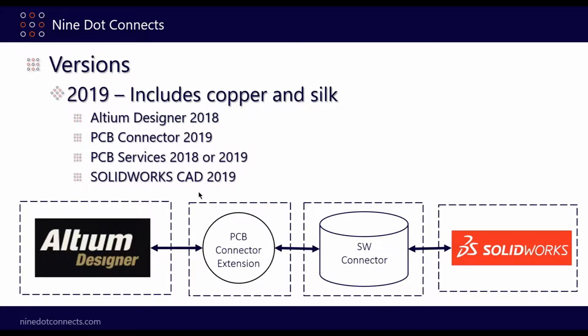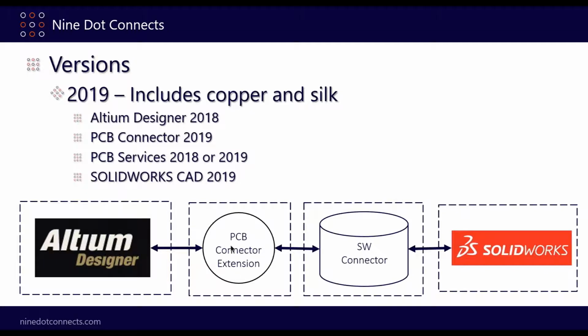But you do have to have SOLIDWORKS CAD 2019. You cannot use 2018 if you want to see the copper and the silk. So that is the current configuration. Hopefully in a month or two when you look at this, this will be a non-issue for you, but these are the ones we're going to have to use for this to work.